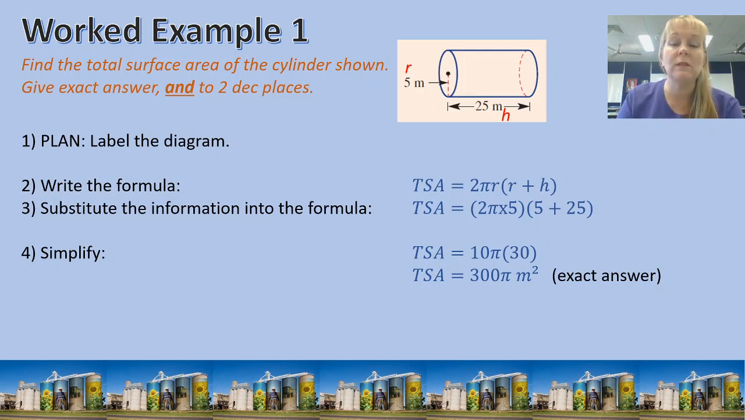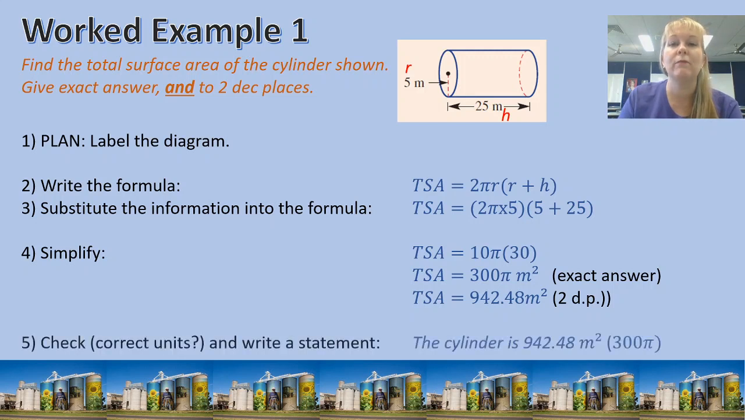I don't multiply by pi on my calculator because that would not be exact. It would be rounded to maybe 10 or 15 decimal places. My next step now for my final answer is to do that. I'm going to put it in my calculator and I'm going to find that the total surface area of this cylinder is 942.48 meters squared to 2 decimal places. So a bit of rounding there.